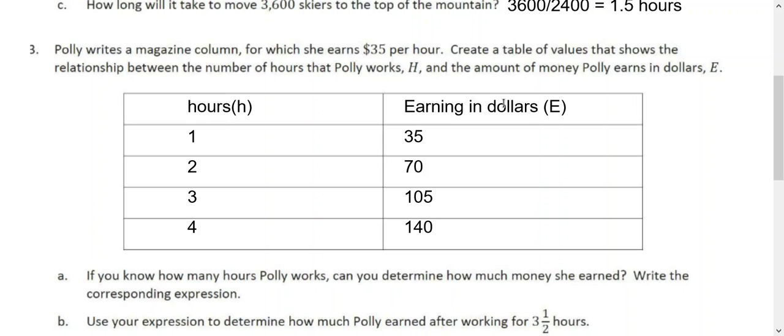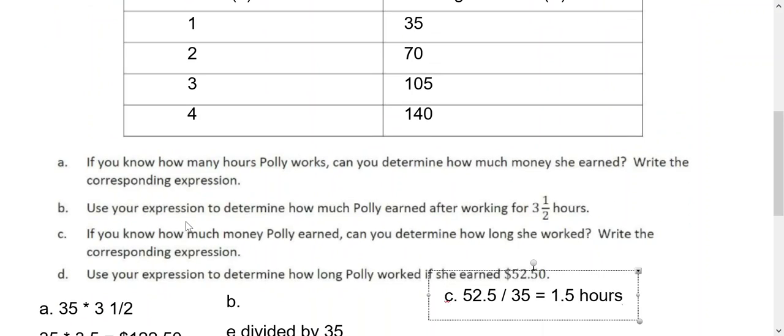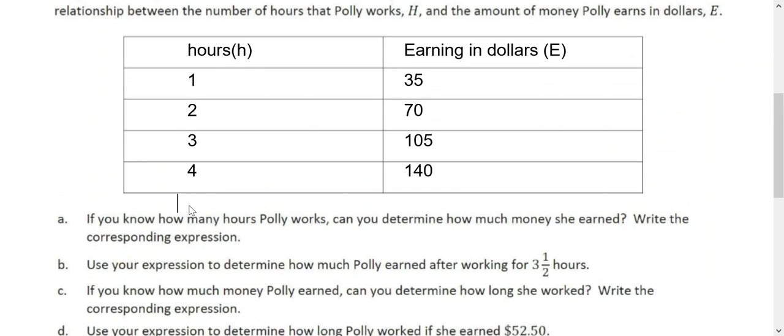But here we have hours and earnings, H and E. So in the first hour, she makes 35, second hour, 70, and on and on and on. So then, if we think about our equation, if you wanted to add the equation, you'd have H here, and you would have 35H here.